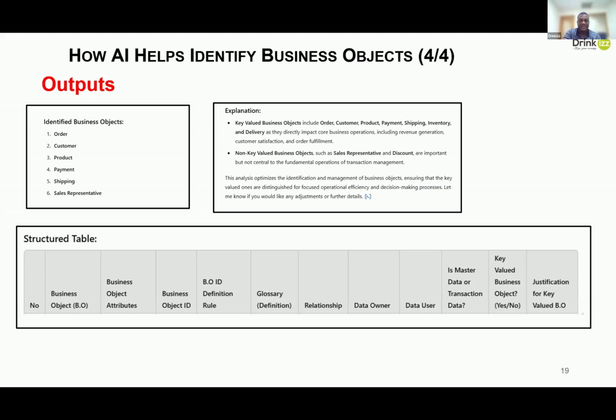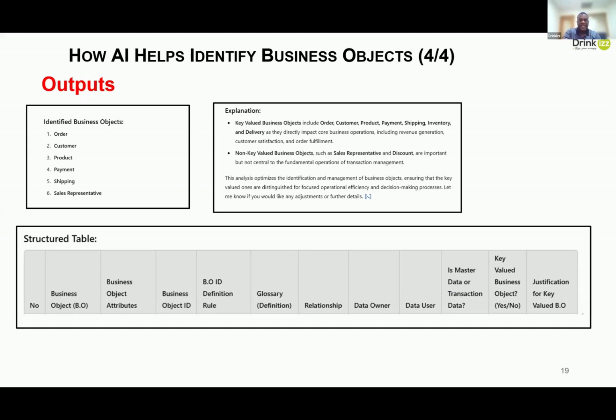And we need to categorize also if this business object is master data or transactional data. Here also, in our previous AI session, we explained this kind of concept: what is master data and what is transactional data. And also we should say if this business object is a key valued business object or not. And then we need to give the justification for key valued business object. Why is this business object key valued, right?